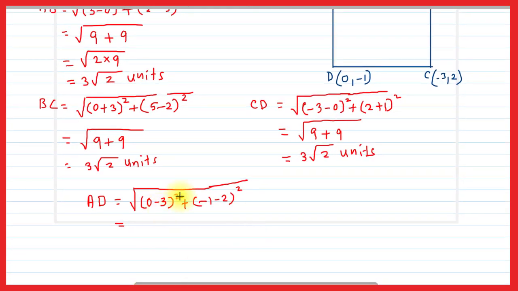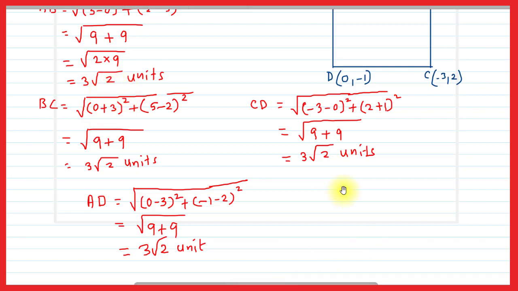root of (minus 3) bracket square, that is root of 9, plus this will be minus 1 minus 2, that will be minus 3, and (minus 3) bracket square will be 9, and it is 3 root 2 units. And here we see that all the four sides are equal, that is 3 root 2 units.